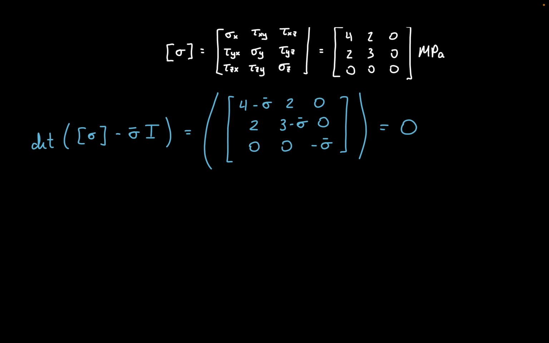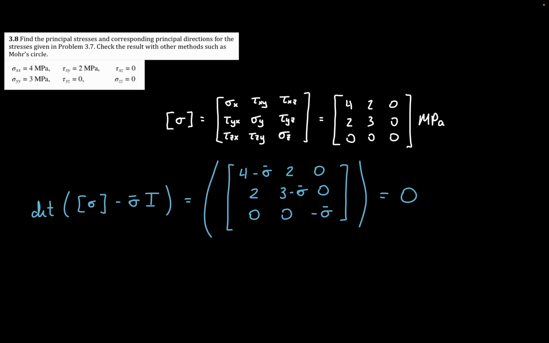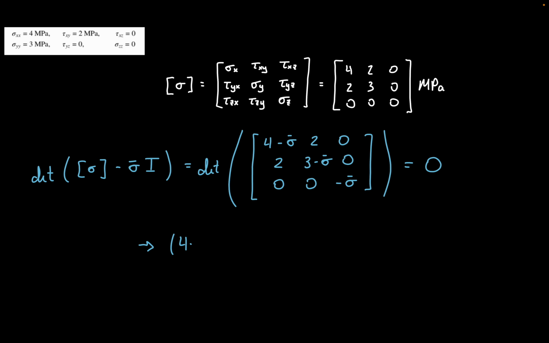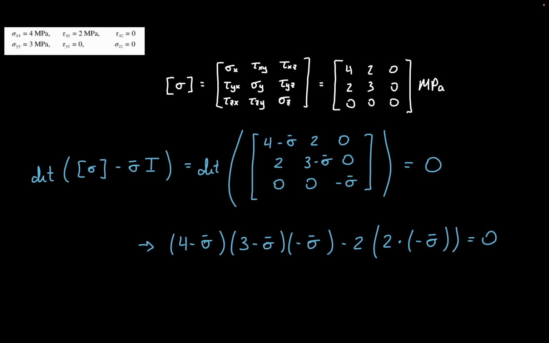So now the next step is to solve for the characteristic equation. And essentially what this means is solving out for the determinant. Speaking of which, I need to add determinant. There we go. Okay, so by taking the determinant, we'll have our 4 minus sigma bar, and we'll have 3 minus sigma bar, and then minus sigma bar. Then we'll have minus 2 times 2 times negative sigma bar, and that'll be equal to 0.